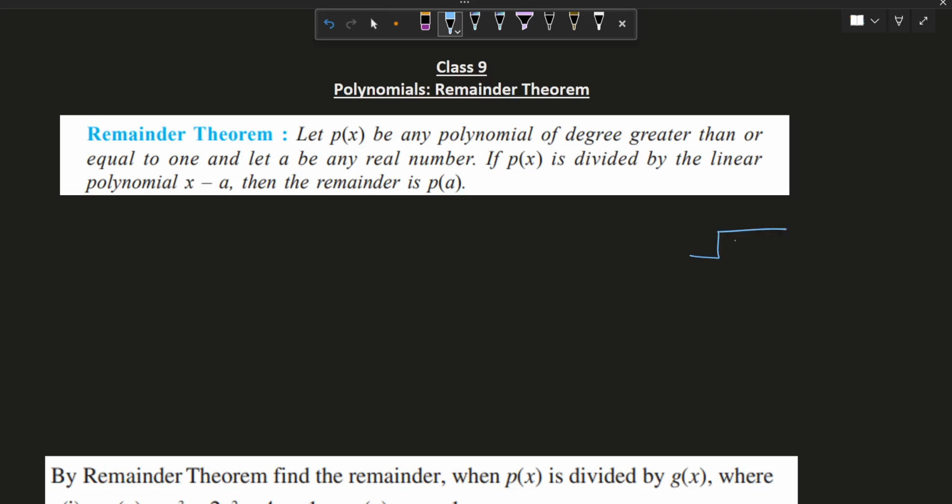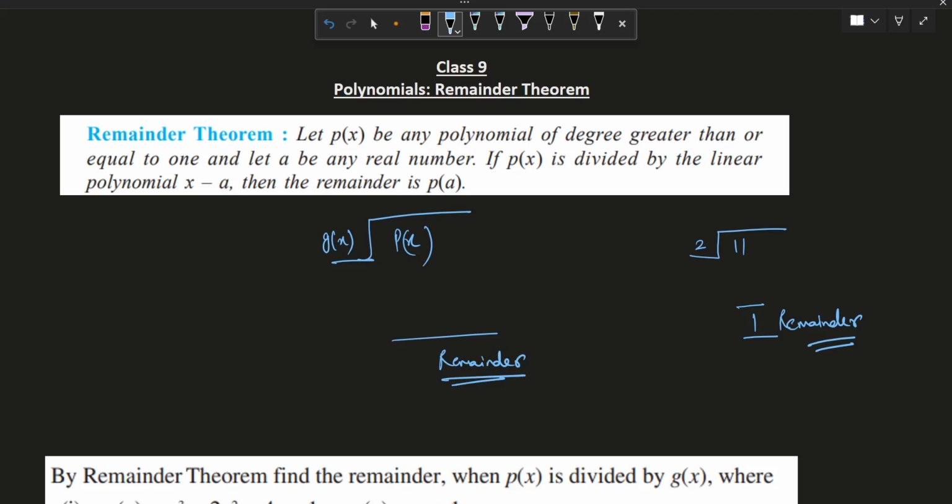So normal division, you know what happens whenever you divide a number by something. Let's say I'm dividing 11 by 2. When I divide it, I will get a remainder 1. Same thing is over here also. When I divide a polynomial in variable x with another polynomial in variable x, I get a remainder. Or maybe the remainder is 0, then it becomes a factor. But in the problems we are doing today, we will get a remainder.